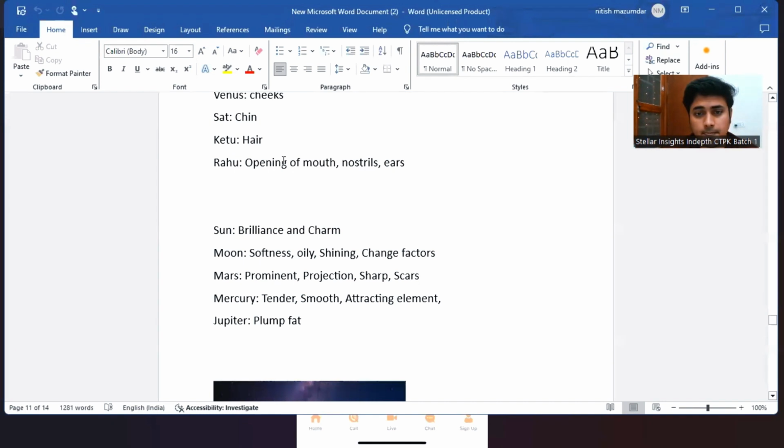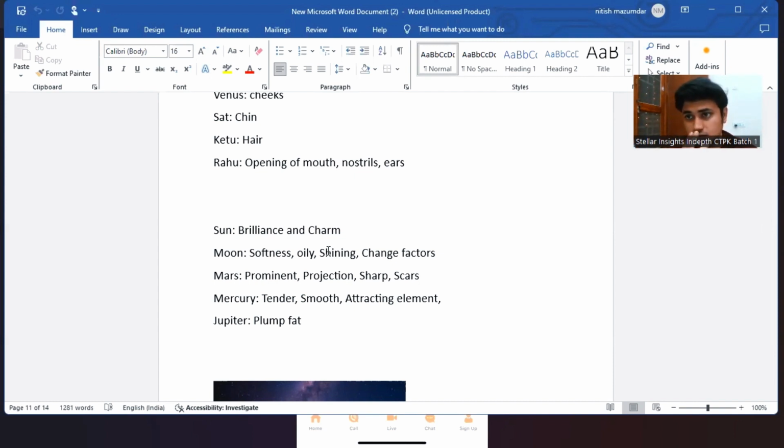Okay, like that. So Sun is what? Brilliance and charm. Moon is softness, oiliness. So Venus and Moon, how will you see? If you see oiliness, it can be on the entire face, but a particular area will be there where they will be having more oiliness.